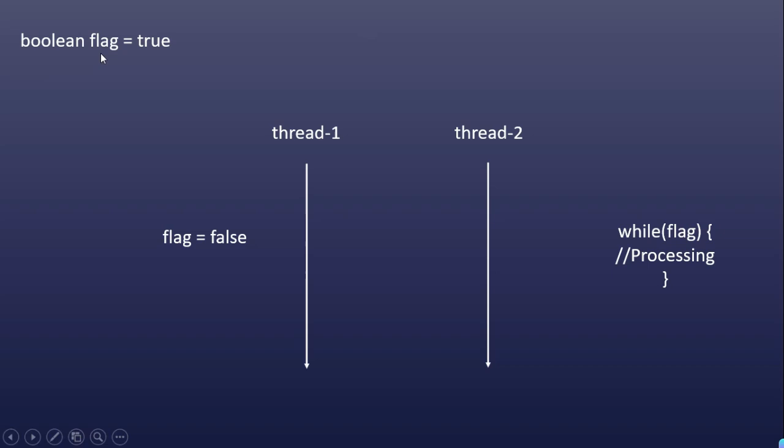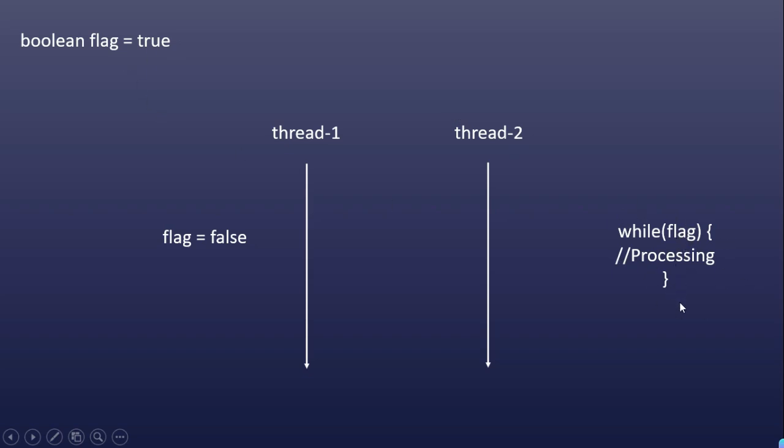Suppose we have one variable called flag whose data type is boolean and whose value we have kept as true, and assume there are two threads running, thread 1 and thread 2. In thread 2 we have one process which is running in a while loop. So what we are expecting, as soon as I start the application, is that in thread 2 this while loop will run because its flag value is true.